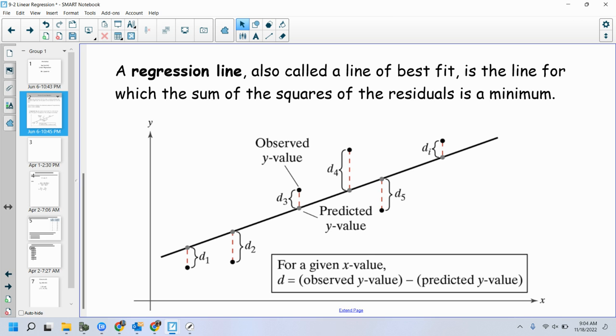It's important that we do take the square though, because some are going to be above the line and some are going to be below the line, right? So we're kind of taking out any possibility of having a positive versus negative effect to it.